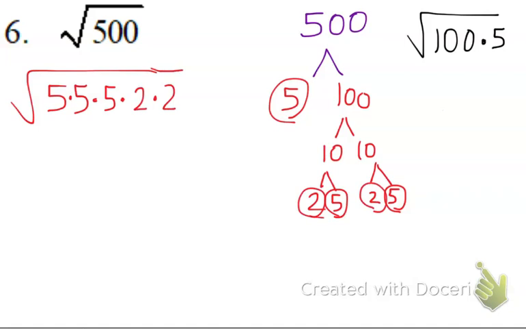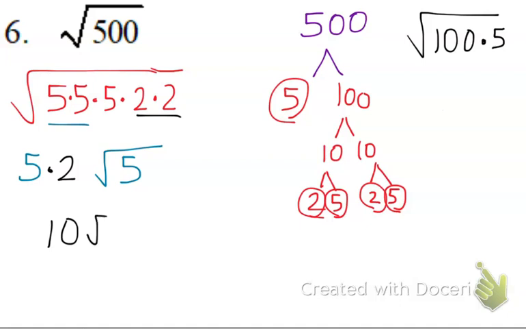Now we're looking for pairs of the same number. Square root of 5 times 5 is 5, the other 5's left underneath the radical. Square root of 2 times 2 is 2, and there's no 2's left underneath it. 5 times 2 gives us 10 square root 5.